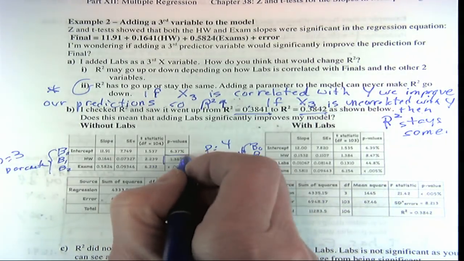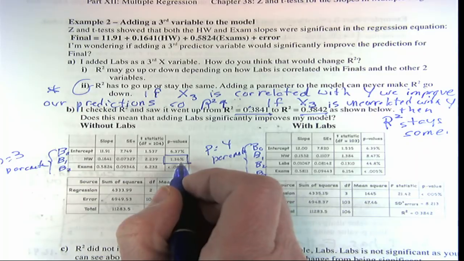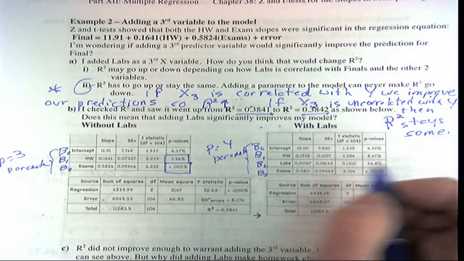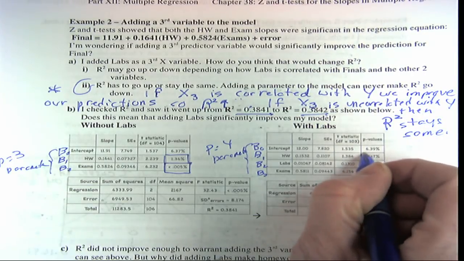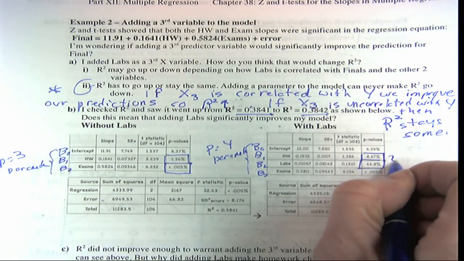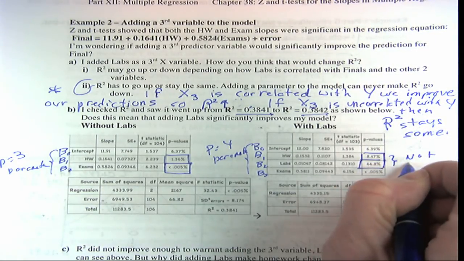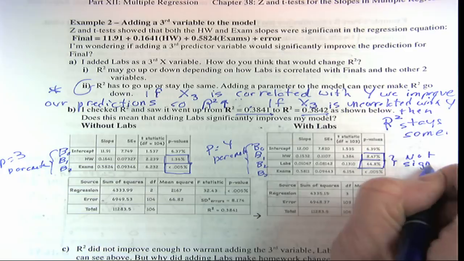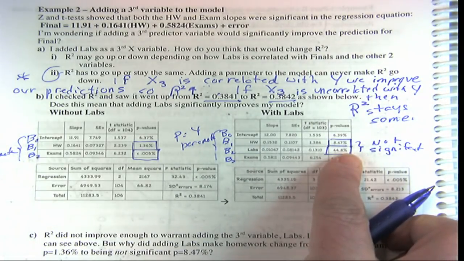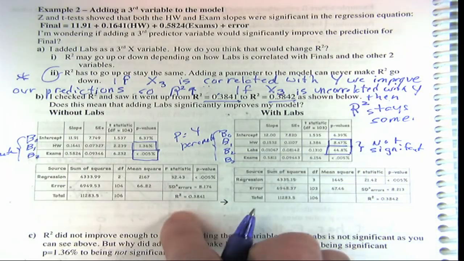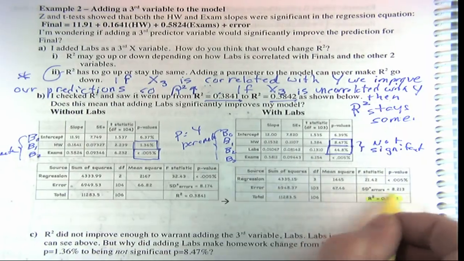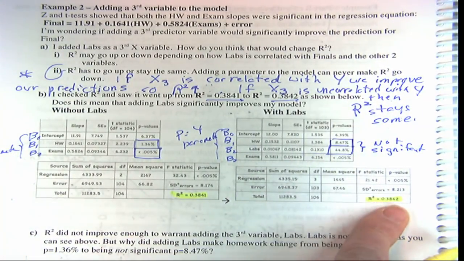Homework was significant right here, 1.36, and exams were both significant. Well, homework and labs, these two, are not significant. Their p-values are not under 5%, so they're not significant, these two. All right. Now, where's the R squared that went up? It did go up a little bit. It went up a tiny bit.